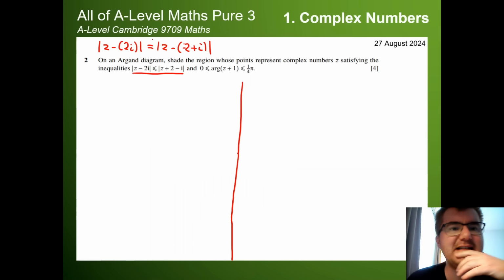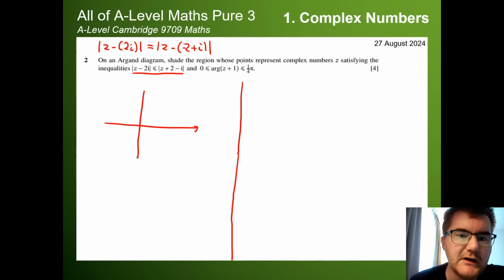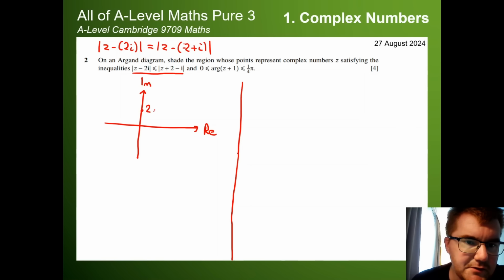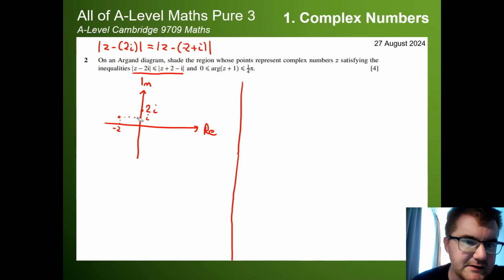So what does this actually mean? If I draw my real and imaginary plane here, real and imaginary, we have essentially here 2i to work with. So let's pop that on here. So that's going to be 2i. And then we have minus 2 plus i. So minus 2 plus i, that's going to be here. So this is minus 2. This is single i. I'll rub that out because we're going to need space later on.